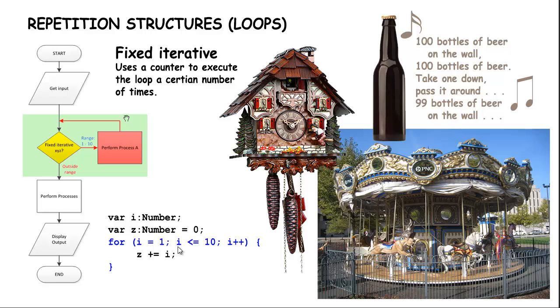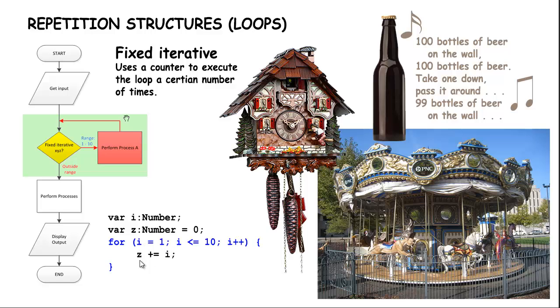Then I have a semicolon, and the second statement is the condition that's being evaluated. As long as I is less than or equal to 10, I'm going to keep doing this loop. And then the third statement in the parentheses is how my counter is being incremented or decremented. In this case, I'm incrementing it by 1 using I++. So each time through the loop, I is going to increment. So it's going to go from 1 to 2 to 3. And eventually, when it hits 11, it's going to be outside this range, and the loop would no longer execute. And the execution would then continue with the statements after my curly bracket that closes this repetition structure.